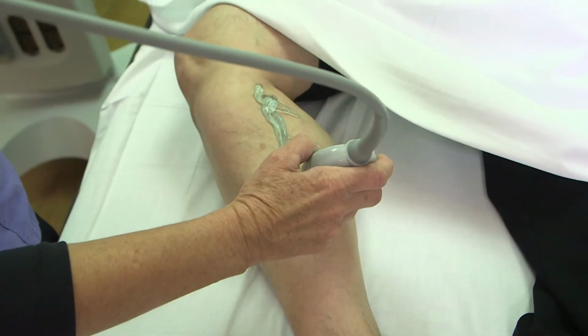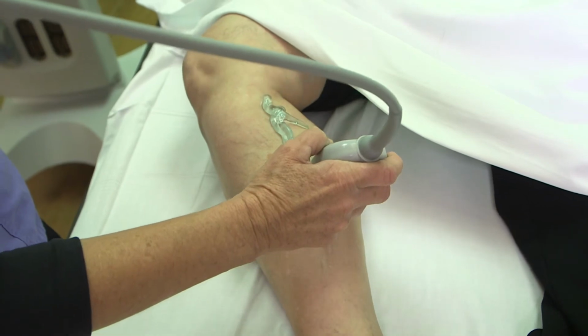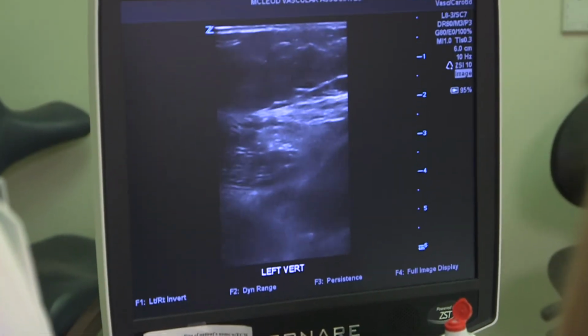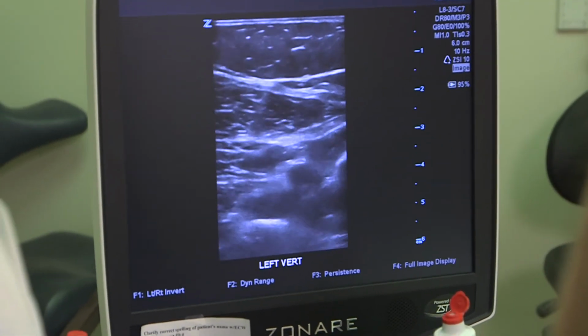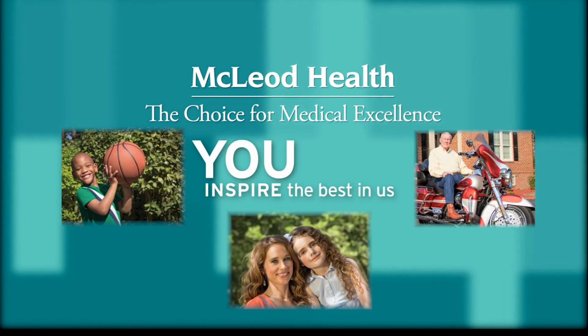The ultrasound technology that is available to us today allows a very precise anatomic definition of the vascular system, meaning we're able to see the veins very well. So it's a very sophisticated tool that allows us to diagnose almost any problem in the venous circulation and guide the treatment.